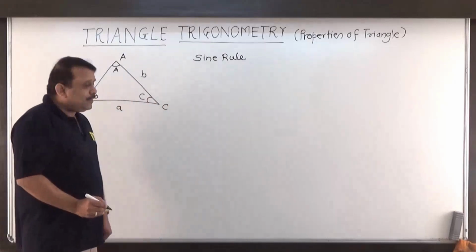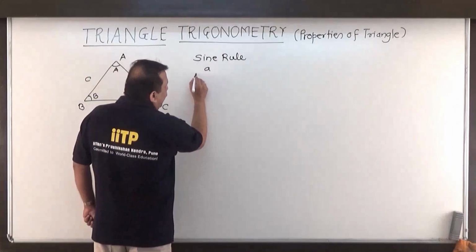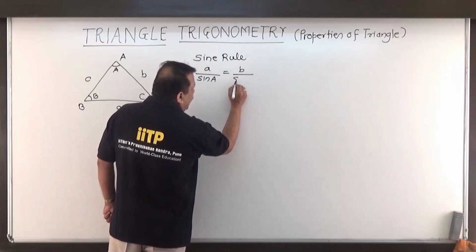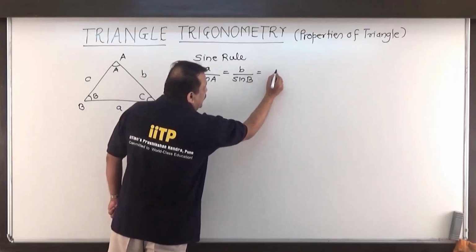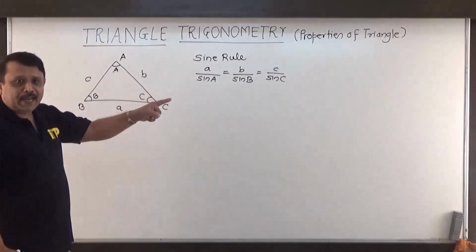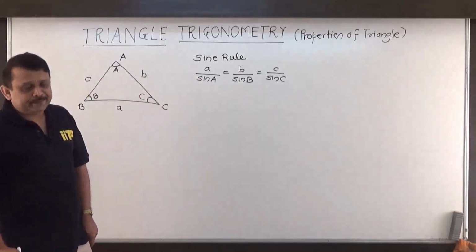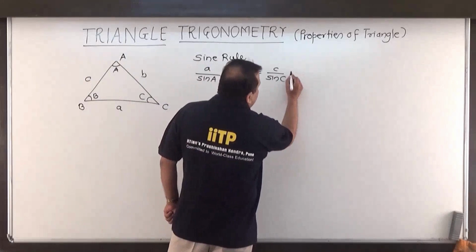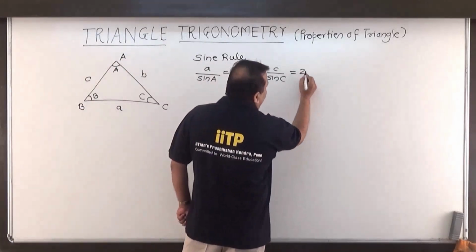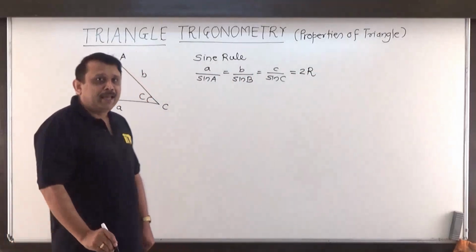The rule states that in a triangle ABC, a divided by sine A is equal to b divided by sine B is equal to c upon sine C. So sides of the triangle are proportional to the sines of the angles of the triangle. This proportionality is equal to 2R, where R is the circumradius of triangle ABC.